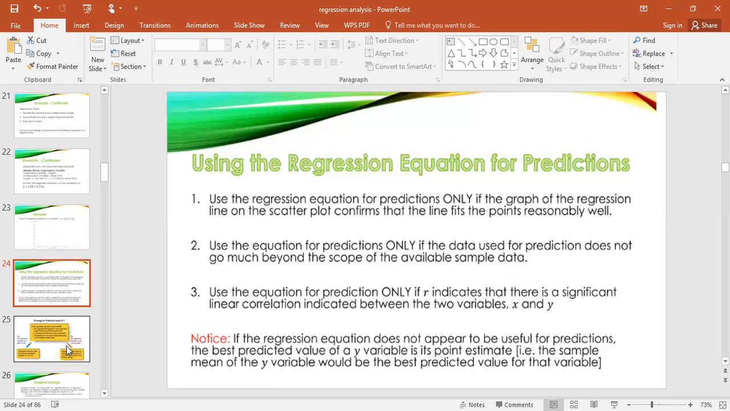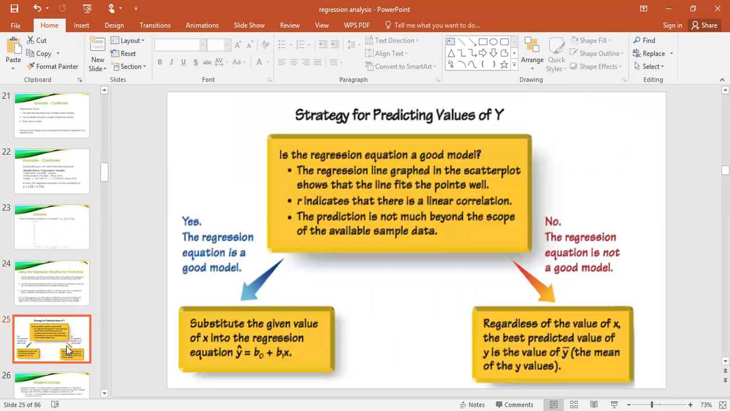If the regression equation does not appear to be useful for predictions, the best predicted value of a y variable is its point estimate. That is, the sample mean of the y variable would be the best predicted value for that variable. The strategy for predicting values of y.